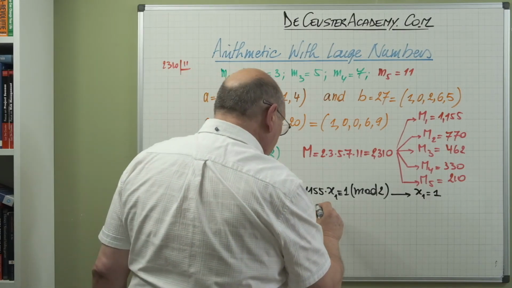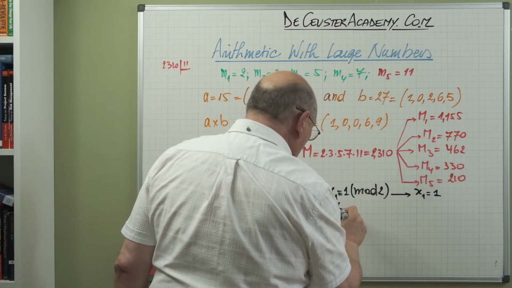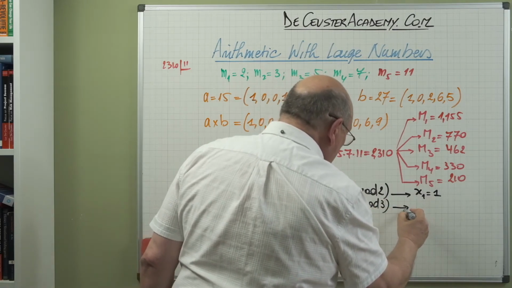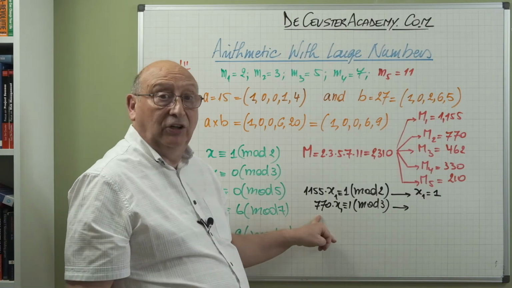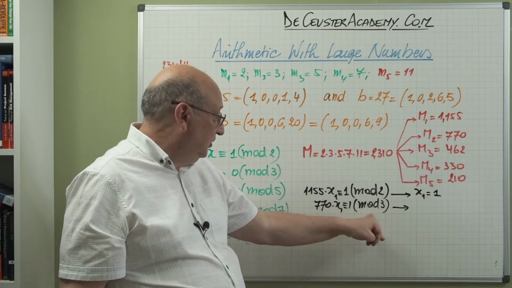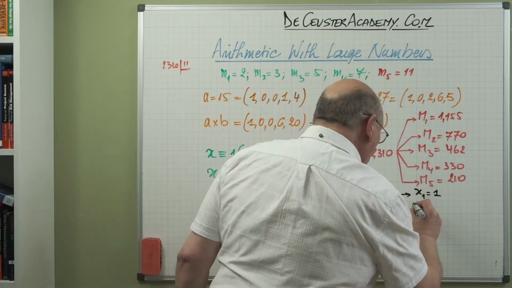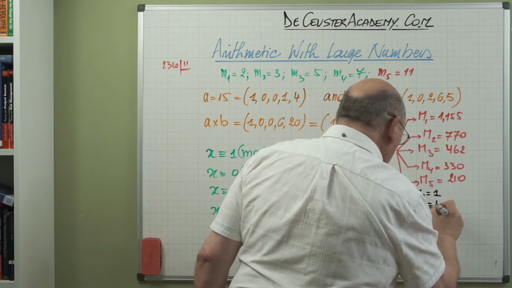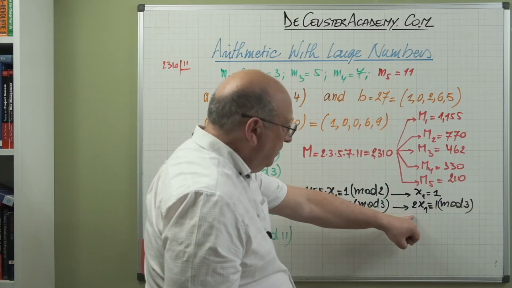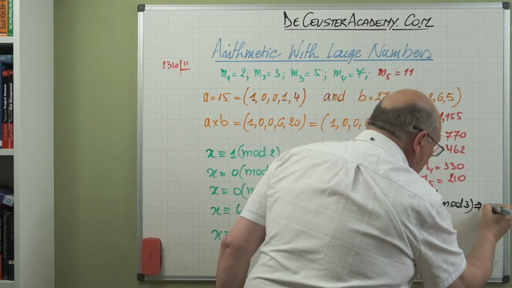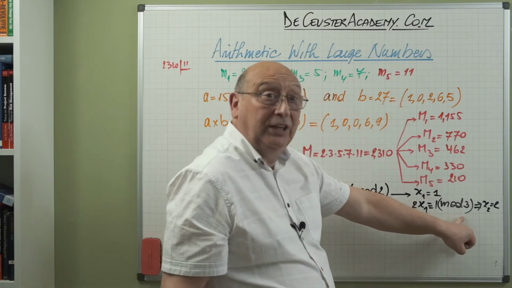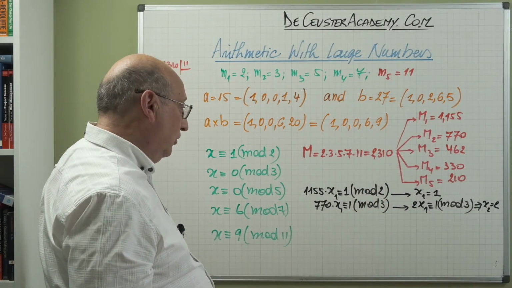Then I have 770 x2 congruent with 1 modulus 3. Here we can also say, when we divide 770 by the modulus of 3, we find this is 2. So we find here 2 x2 is congruent with 1 modulus 3. So this means that x2 is 2. 2 times 2 is 4, 4 modulus 3 is 1. So we find that result here.